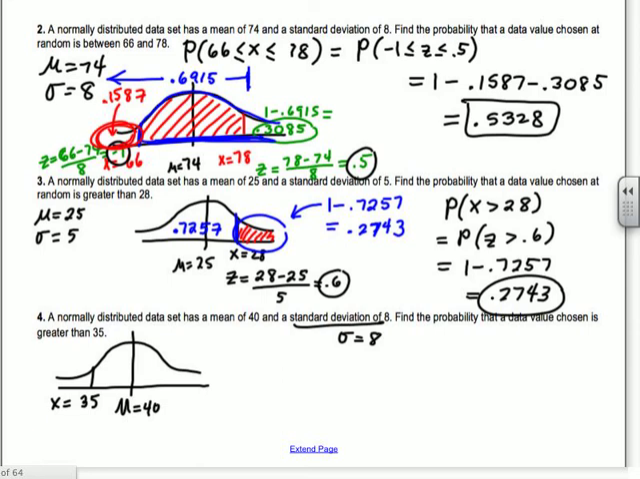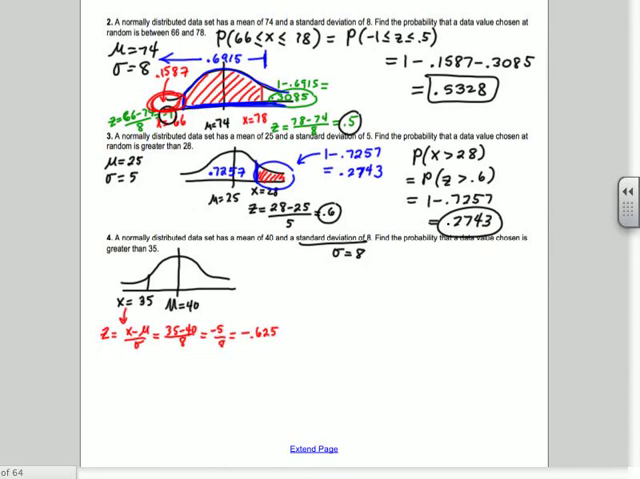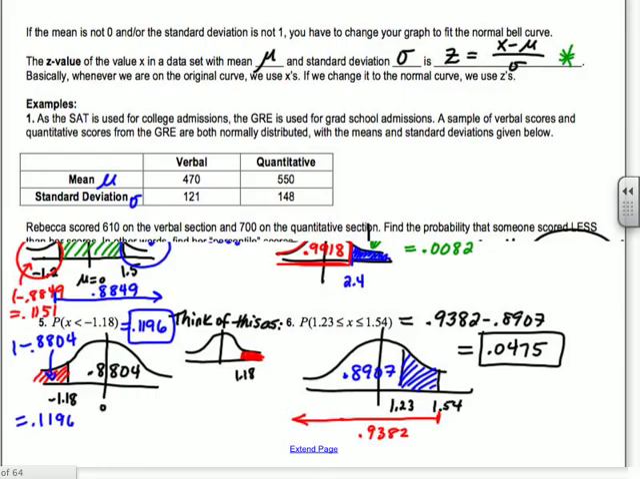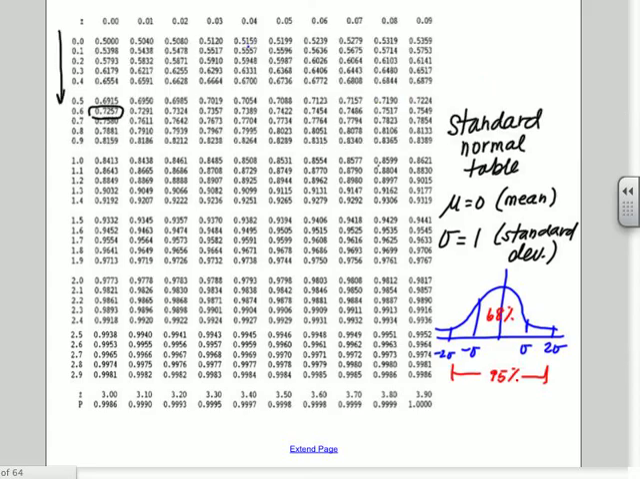So when we change this to a z-score, do you guys remember z? Z is x minus mu over the standard deviation. So we have 35 minus 40 over our standard deviation, which was 8. So let's see, we get negative 5/8. Find what that is as a decimal for me. So negative 0.625. Okay, and we run into a little bit of a problem because if you look back at our chart, we know we're going to look up positive 0.625.